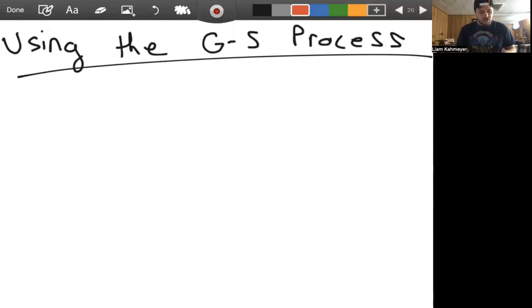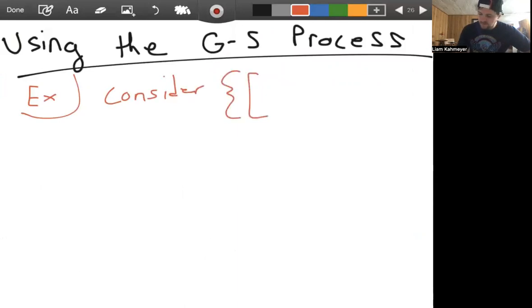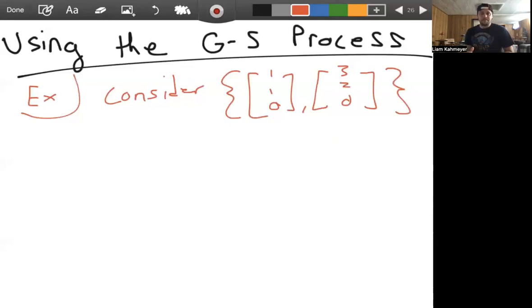Let's see some examples. So let's first, I guess this is a red example, I'll go with it. Let's consider the following set of vectors. We have (1, 1, 0) and (3, 2, 0). You can see right away that these are not even orthogonal, right? But they are linearly independent in R2.